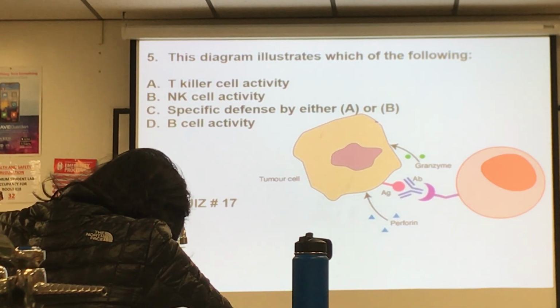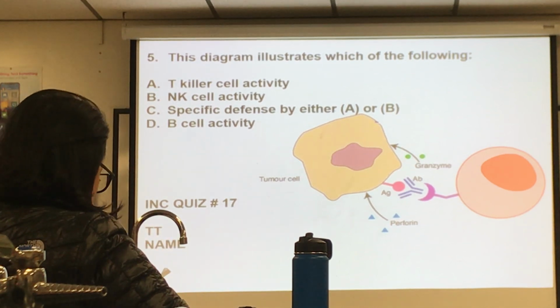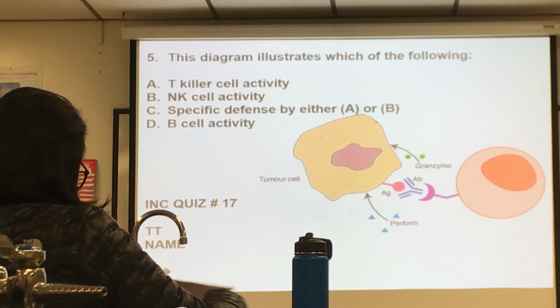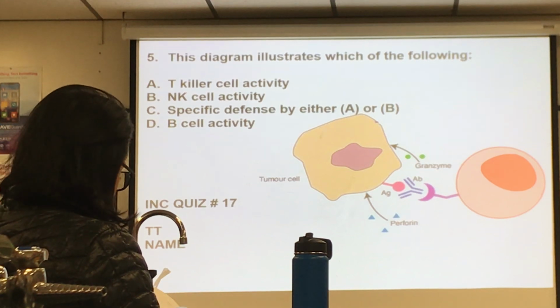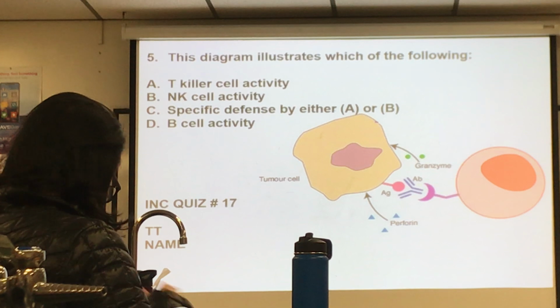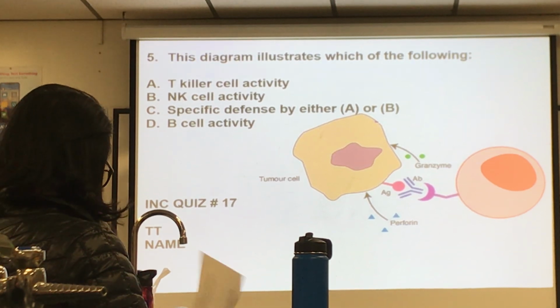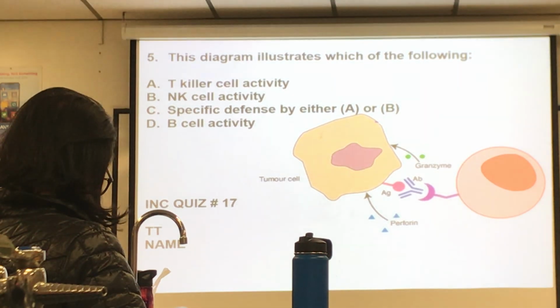I showed you this same image earlier in T. This is the big thing we drew out. It was the T killer cells with the perforin. That's the enzyme.